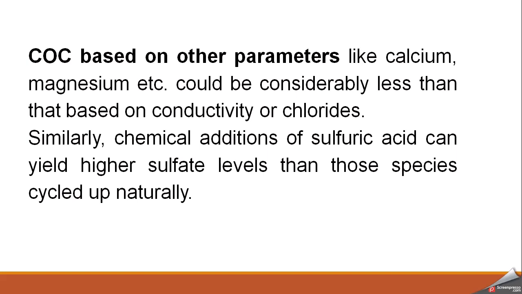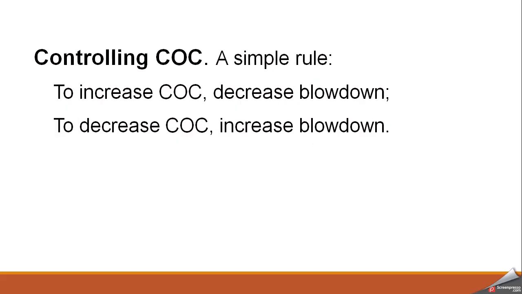That's why we normally try to use chloride or TDS in order to determine the exact or correct value of the cycle of concentration. We normally avoid the use of calcium or sulfate for the determination of the cycle of concentration. In case we are not using any additive which contains sulfate ions, then we can use sulfate to some extent for the calculation of COC.